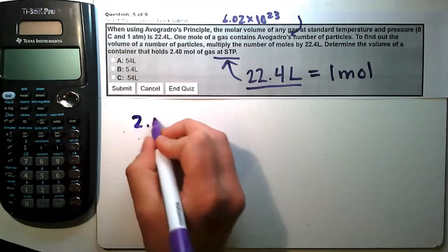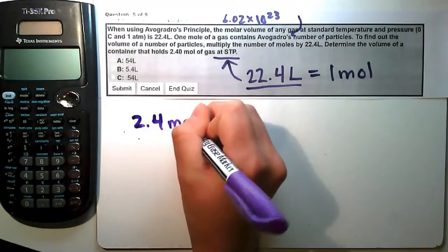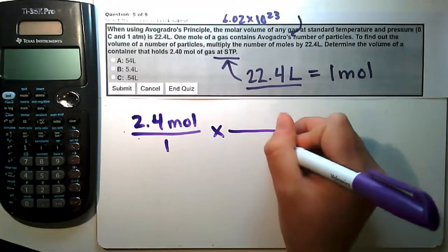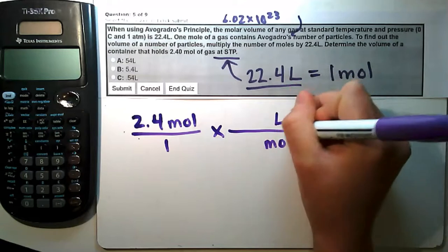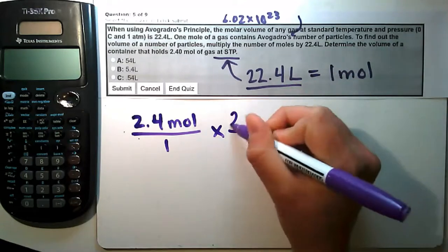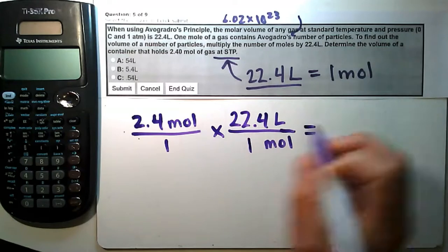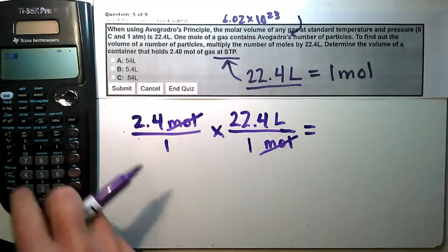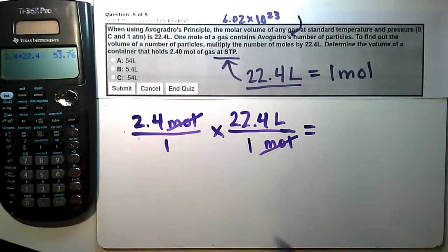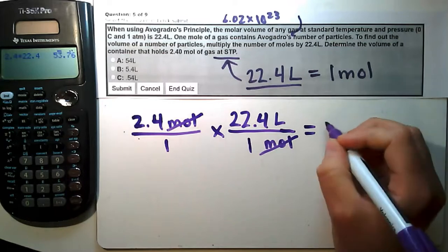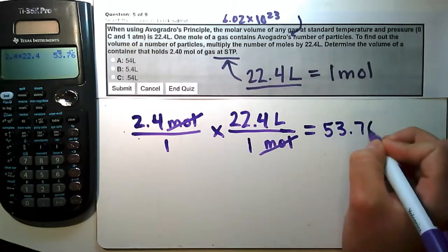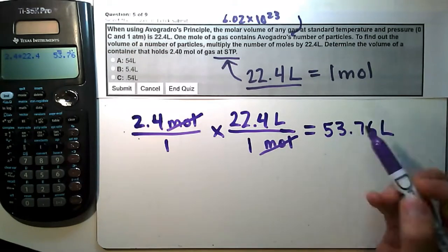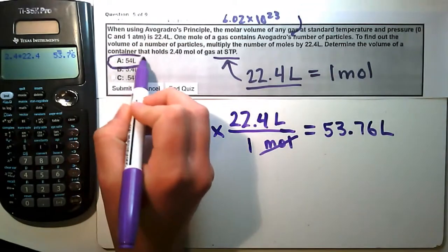We start with 2.4 moles. We can put it over 1 if that makes us happy, times moles goes on bottom, and liters goes on top. And then 1 mole, 22.4 liters. And all we're doing, these moles cancel out. All we're doing is multiplying 2.4 times 22.4. Probably the easiest gas laws problem you've done so far. 53.76 liters. Alright, let's look for that on the answers. 53.76 liters is very close to 54 liters, which is letter A.